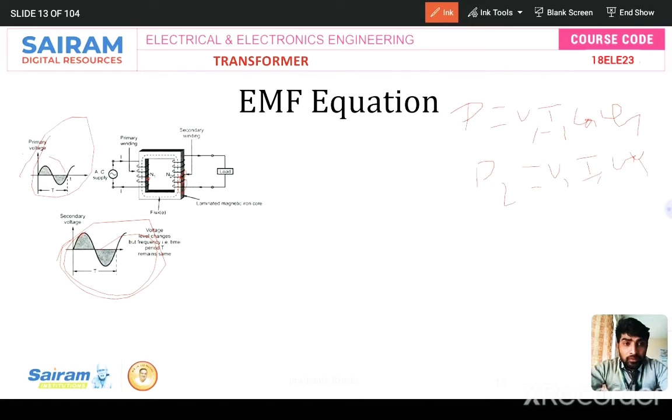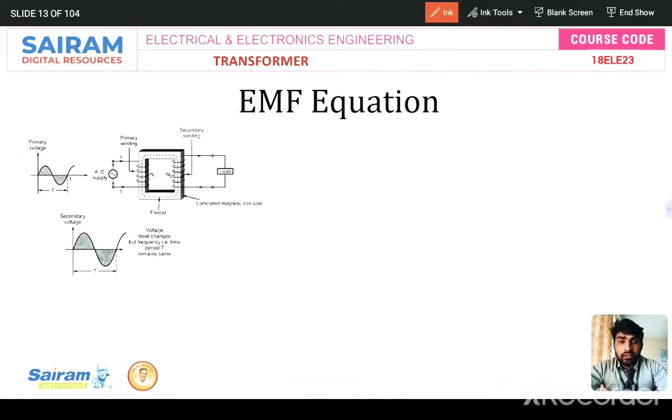So for your remembering purpose, I'll just give you one logic, okay? Supply is given to the primary side, that is voltage V1. Due to V1, I1 will flow. Due to voltage, current will flow through this conductor, right? And due to I1, a flux phi 1 is produced. So due to phi 1, the flux induces EMF E1. This E1 and V1 are the same, because the self-induced voltage is also the same, E1.